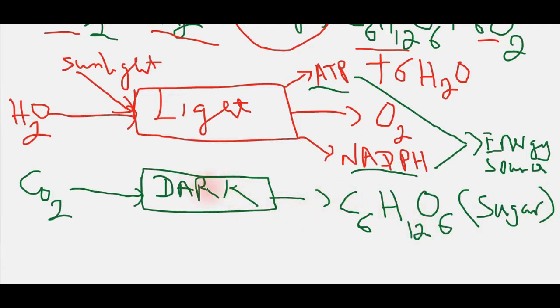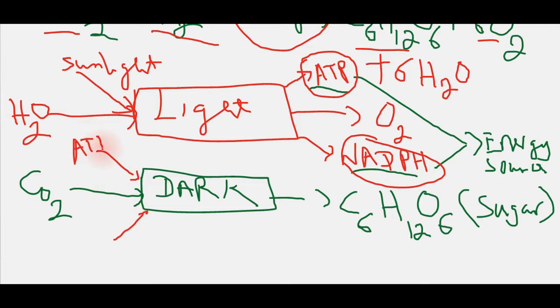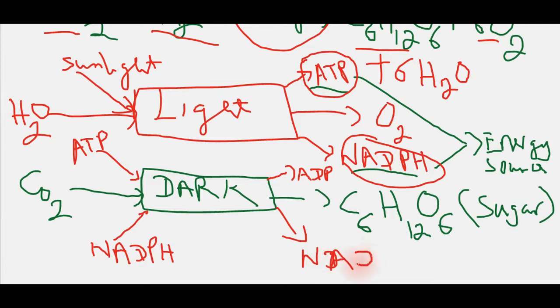The ATP that was formed in the light stage of the reaction, and the NADPH, will be used in the dark stage of the reaction in order to produce ADP and NADP plus.